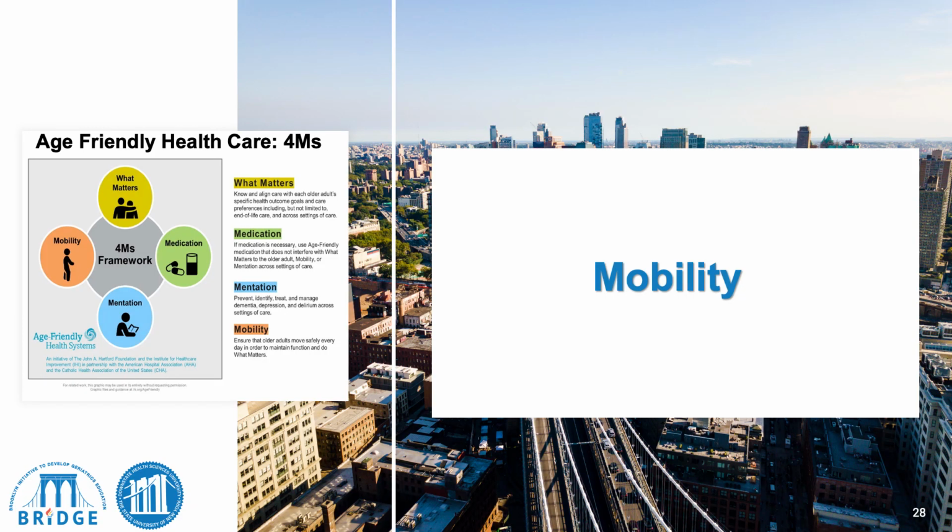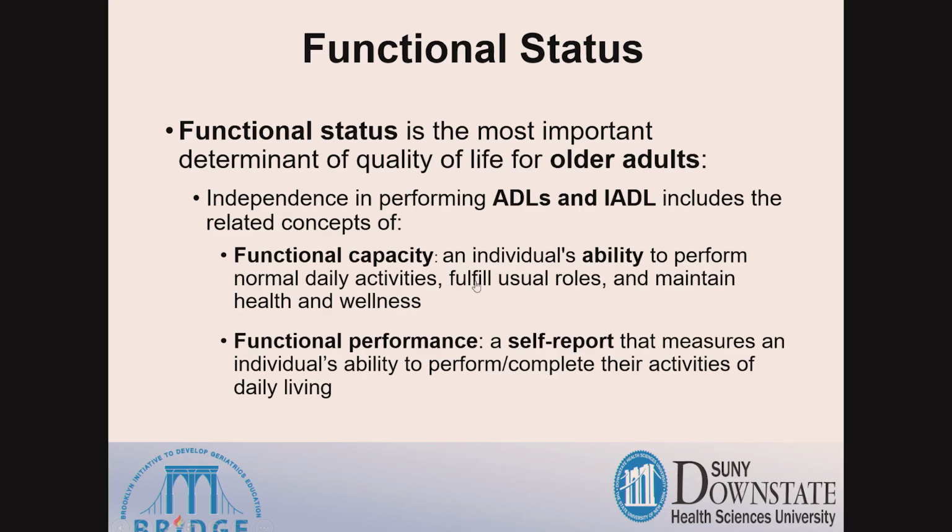Another of the 4 M's that I'm going to address is mobility. And as I said before, each of the 4 M's interacts with the other 3 M's. So as you can see, if there is polypharmacy or dosage adherence issues with the older adult, it is actually going to affect their mobility. So this is where we assess for functional status.